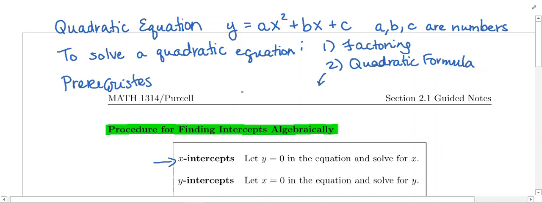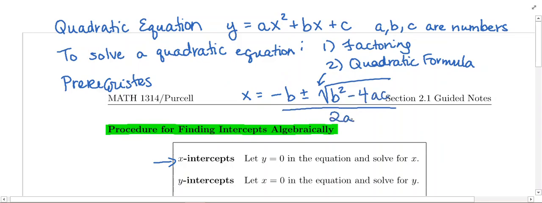The quadratic formula. You can also use that to solve a quadratic equation. It tells you how to solve for the x values. It relies on a, b, and c. A is the number in front of x squared, b is the number in front of x, and c is just the number. It says that if you're solving for x, then the solutions are negative b plus or minus the square root of b squared minus 4ac, all over 2a. You've seen that before, I'm sure.